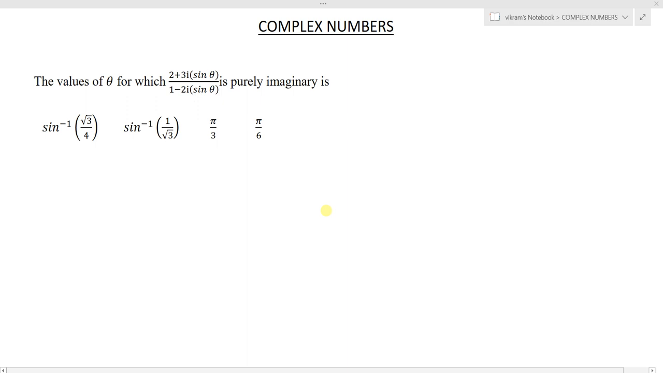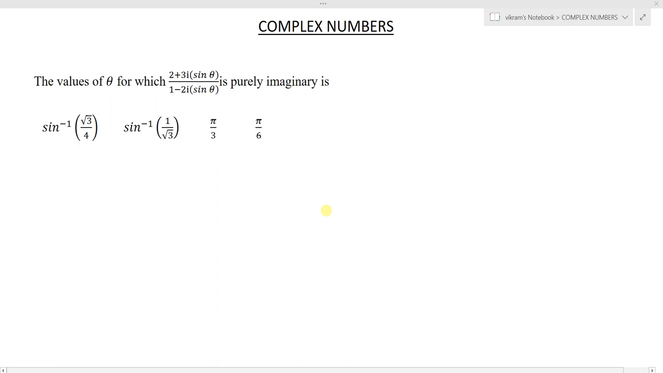Hi students. So in previous lectures we discussed the concepts of complex numbers. Now in this lecture we will solve a few problems on complex numbers which are given in competitive examinations.